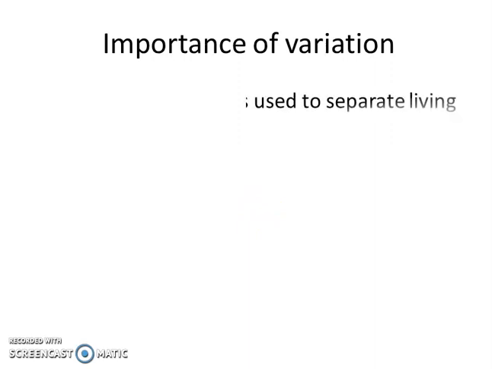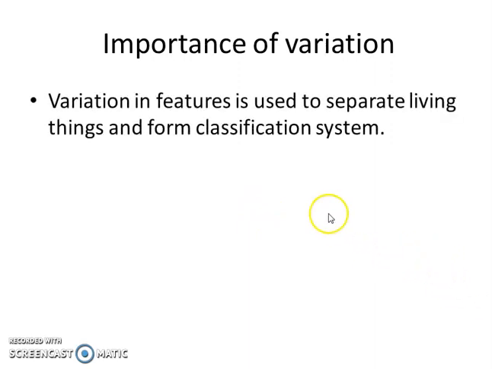Variation is of great importance because variation in features is used to separate living things and form the classification system. If we don't understand the variation between species, we will be unable to know the differences between them, and then it will not be possible to form a unified classification system as we are using. As you have seen, we studied groups of plants and groups of animals. So variation helps us understand the classification system better, if we know the variation and the reasons for the variation in the species.